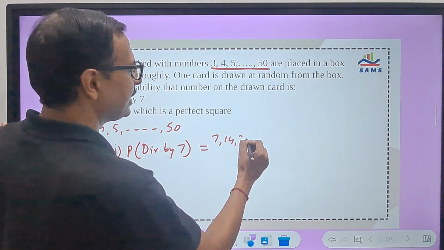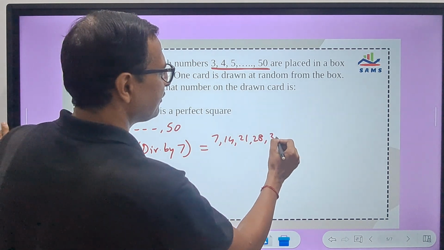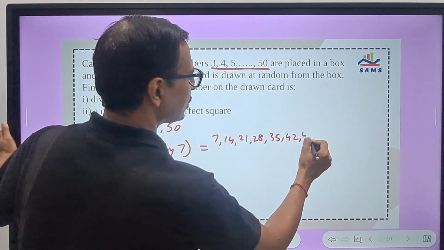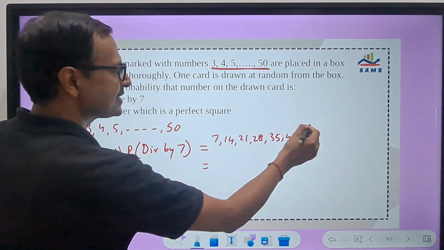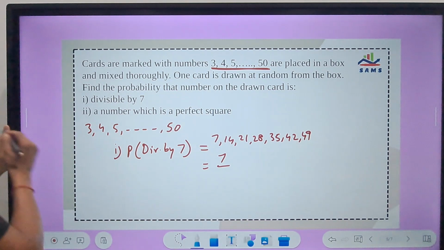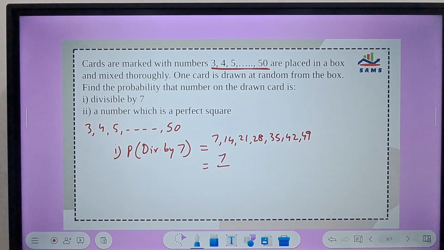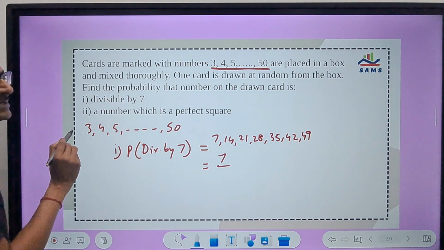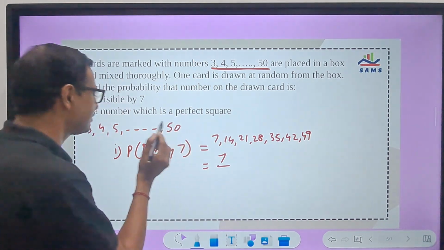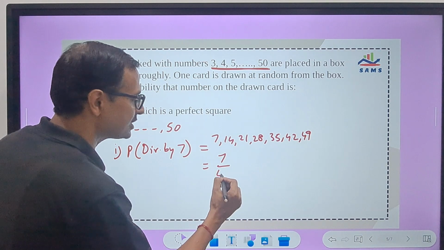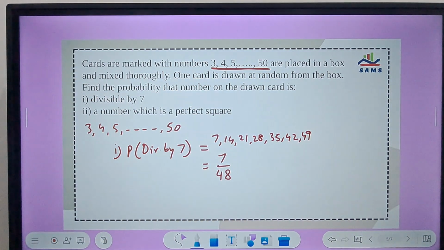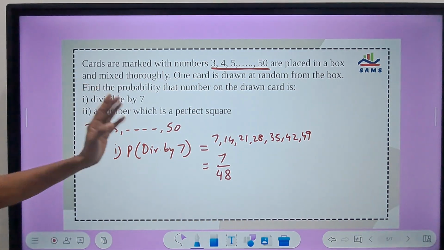So which numbers out of 3 to 50 are divisible by 7? 7, 14, 21, 28, 35, 42 and 49. So how many are these? These are 1, 2, 3, 4, 5, 6, 7 cards out of a total of how many? Now that is important. Only 1 and 2 are not in the box. Out of 50 cards, 1 and 2 are not in the box. So total cards are 50 minus 2, that is 48, and 7 upon 48 becomes the answer for the first part.